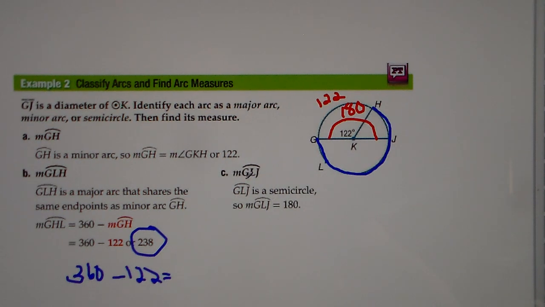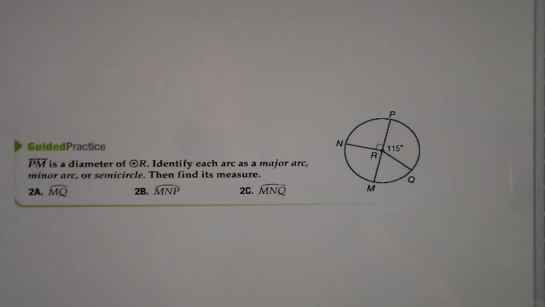Next in C, they want you to find GLJ. So GLJ. I'll erase this so it's a different color. GLJ is this orange piece. It's actually half the circle. Half the circle, you guys know, is 180 degrees. So GLJ is 180 degrees. Let's break that down. Let's do a couple more of those problems.